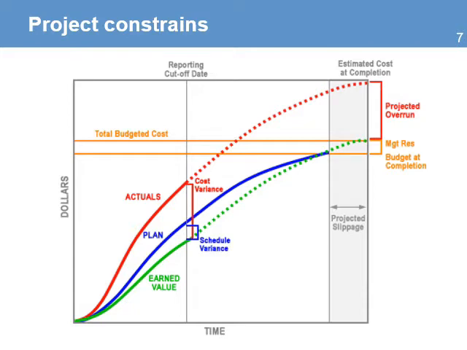For example, the chart shows that the actual cost is higher than the planned cost. If this continues, the project might need more funds to complete. This might require a change in the budget or the scope.